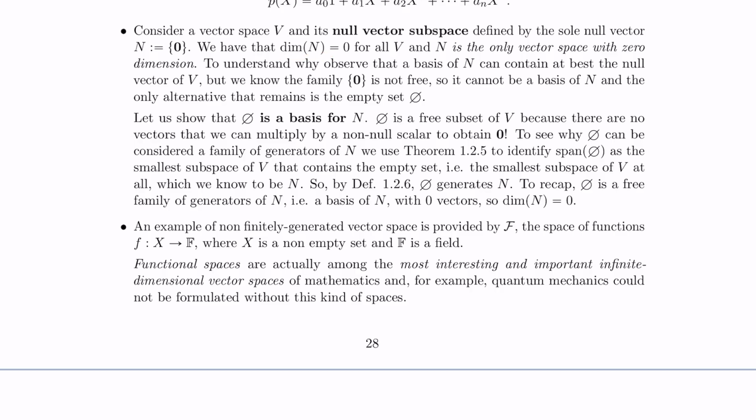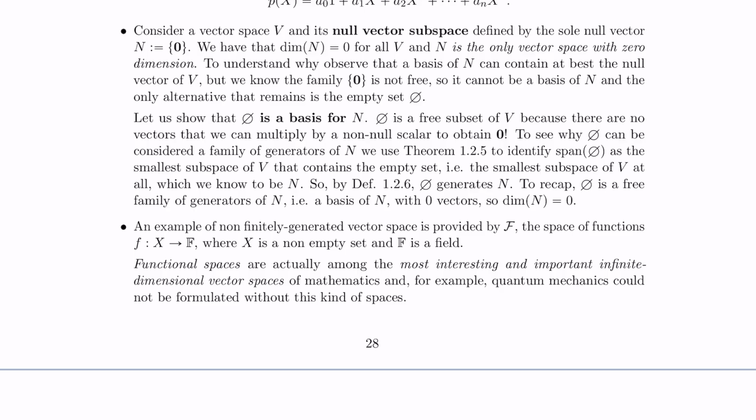First of all, notice that a basis of N can have at best the null vector of V as an element, but we know that the family given by the null vector itself is not free, and so the only remaining possibility is that a basis of N is the empty set. To prove that the empty set is a basis for N, we have to show that the empty set is free and it is also a family of generators for N.